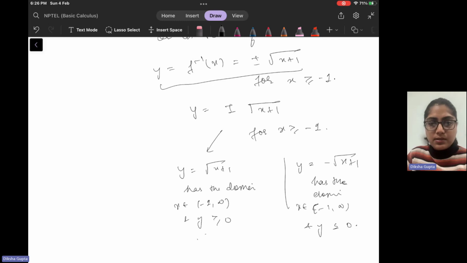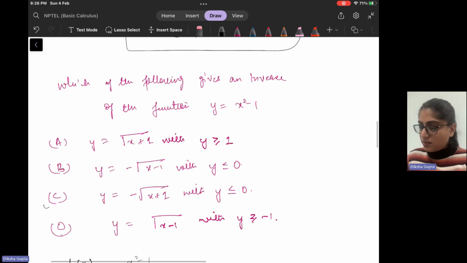So our correct option is y equals under root x plus 1 with y positive. A is wrong, B is wrong, and y equals minus root x plus 1 with y greater than 0. So C is the correct option. Again, D is the wrong option. So our correct option is C.